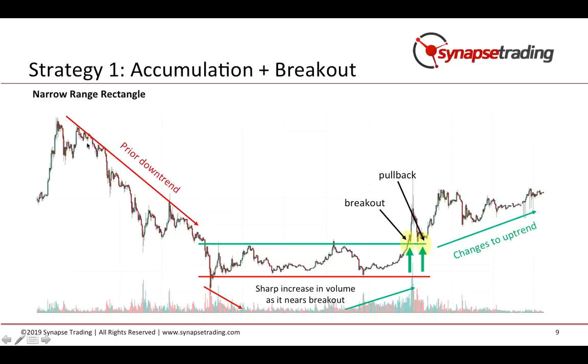In this example, it is a prior downtrend. Quite commonly you see this in stocks that have crashed. There might be a big crash, which is the prior downtrend, and then people sort of lose interest in the stock, and then you will see it followed by a long period of consolidation in a narrow range rectangle.